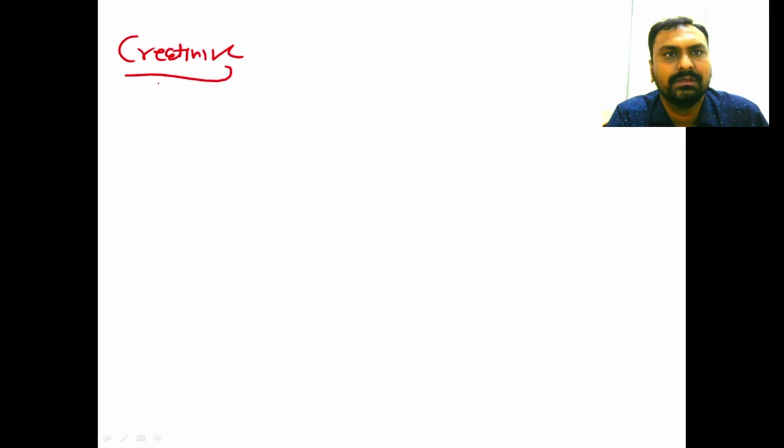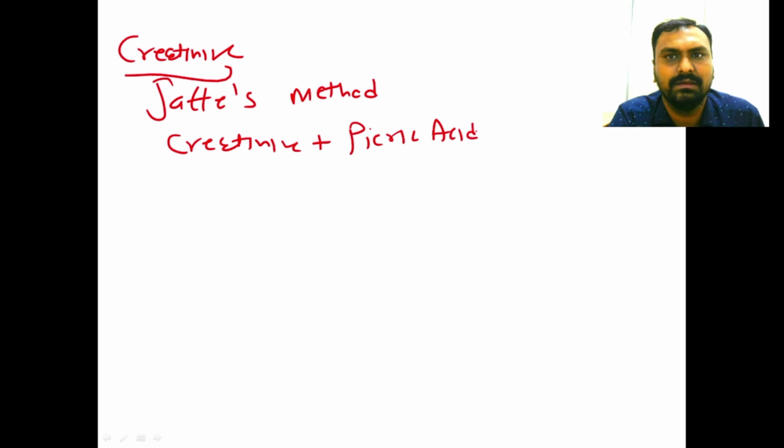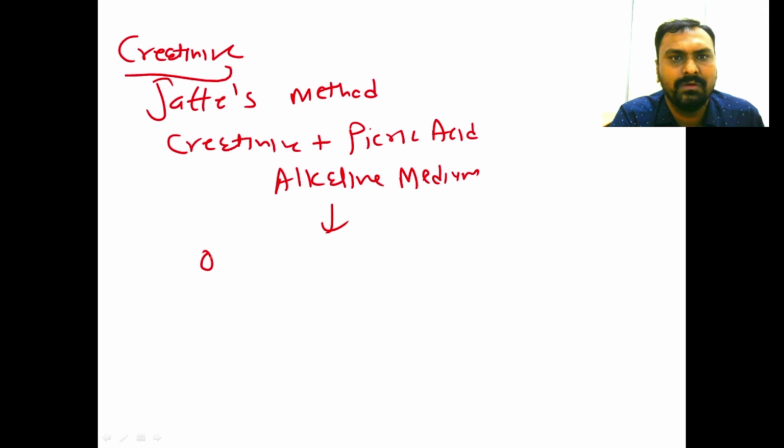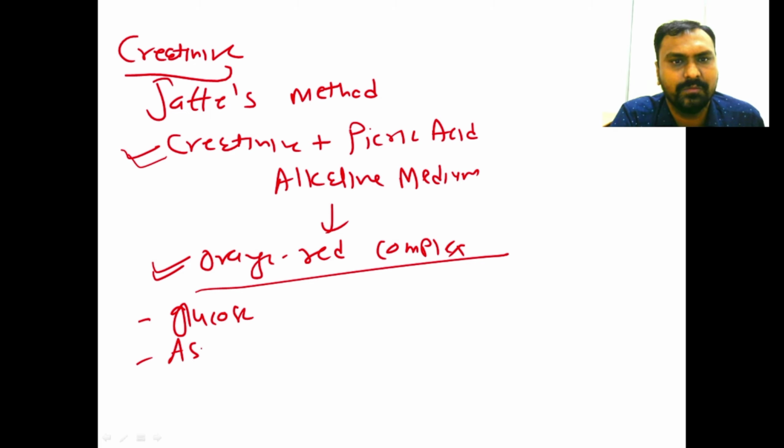Now another method is the creatinine estimation method. Initially that was the Jaffe method, where creatinine reacts with picric acid in alkaline medium to form an orange red color complex. The amount of orange red complex formed is directly proportional to the concentration of creatinine. But here there was some interference, like glucose, ascorbic acid, pyruvate, okay, proteins, ketone bodies.